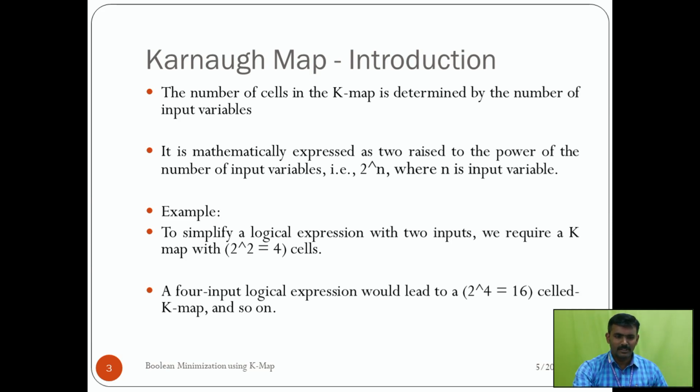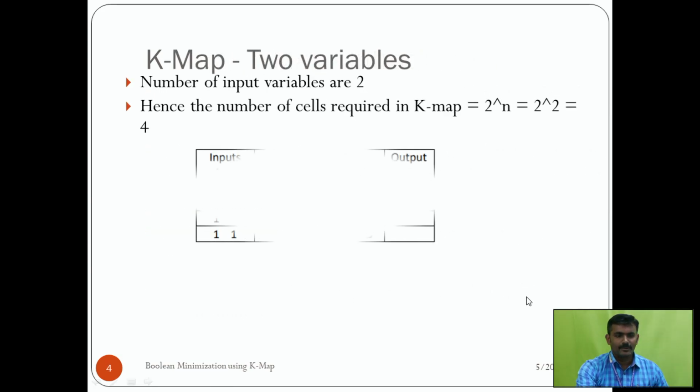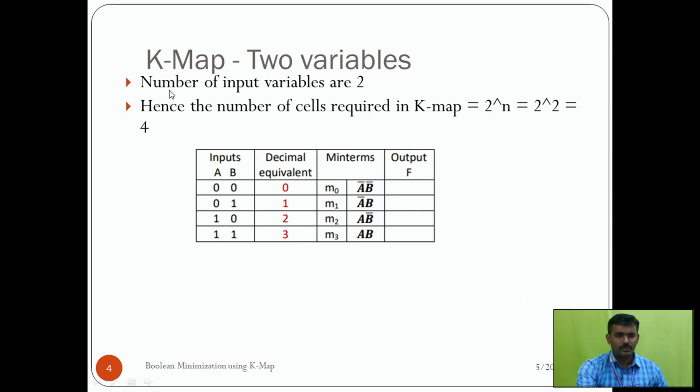For example, see here there are 2 inputs, so we require a K-map with 4 cells, because 2 power 2 is equal to 4. Therefore we have 4 cells. Similarly, when we go for a 4 input logical expression, there will be 16 cells in the K-map. For a 2 variable K-map, the number of input variables is 2, therefore we require 4 cells.